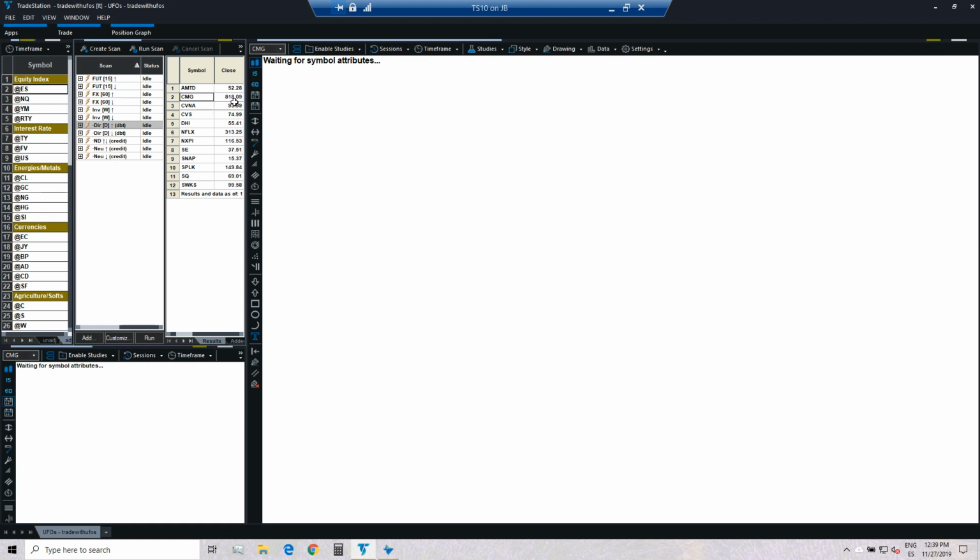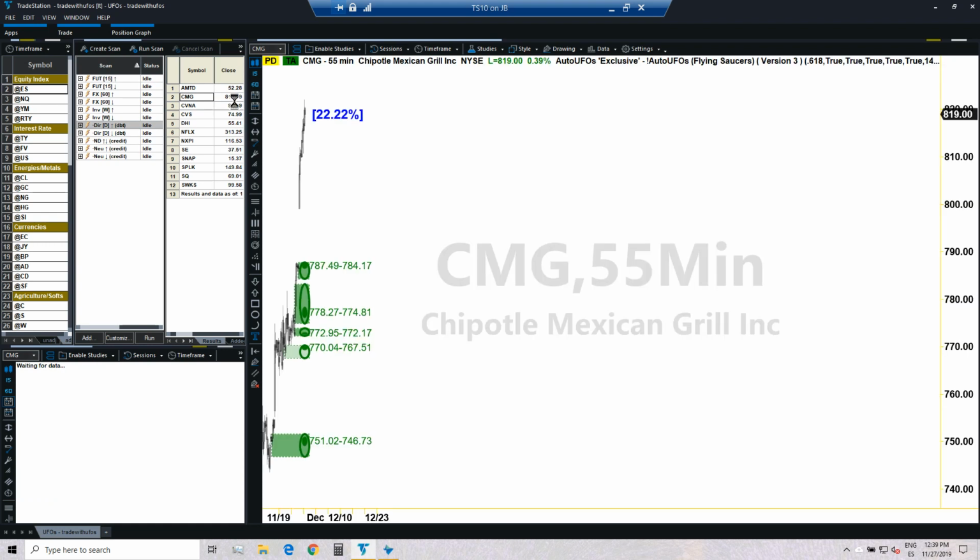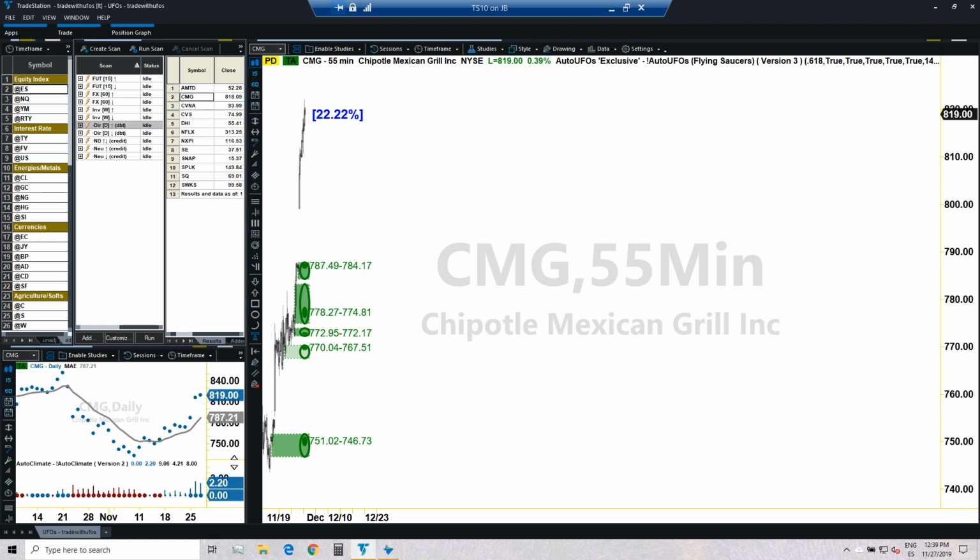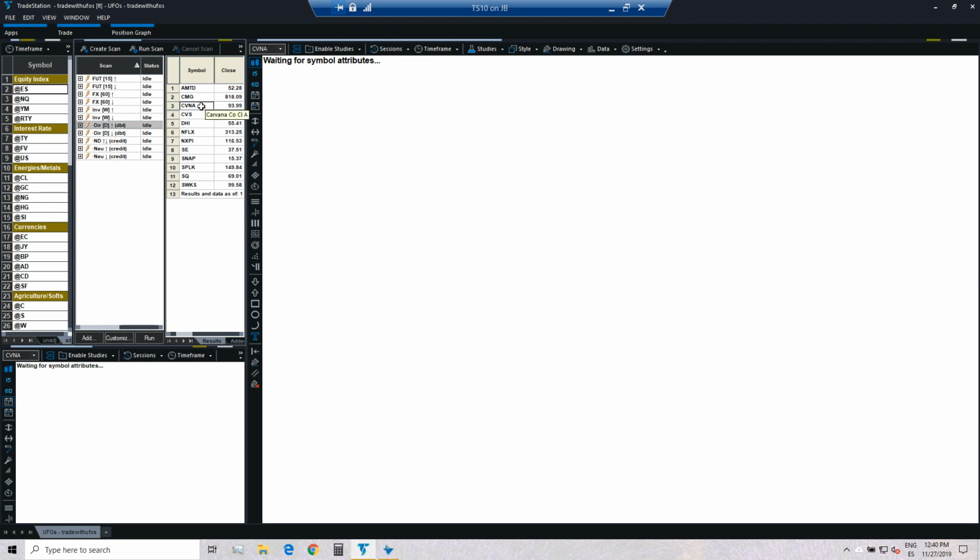Next one is Chipotle Mexican Group. So what do we have here? So we have a climate of 8 out of 9, so still time to get in. Pretty far from the average though. So again, for now, my pick would be SWKS, which I'm gonna come back to in a minute. We are looking now at Carvana.